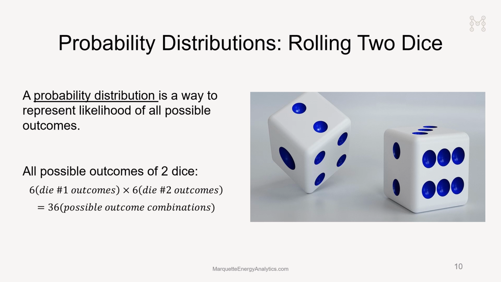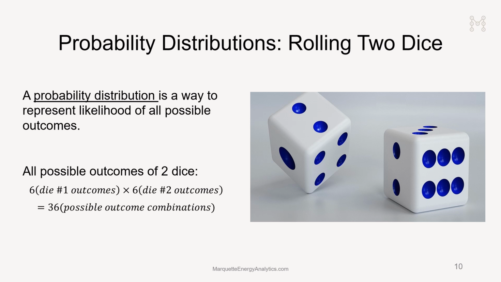With 2 dice, we now have 36 possible outcomes, and we get this number because each die has 6 faces, and each face of the first die can be paired with any of the 6 faces of the second die. That gives us 6 times 6 equals 36 total combinations.